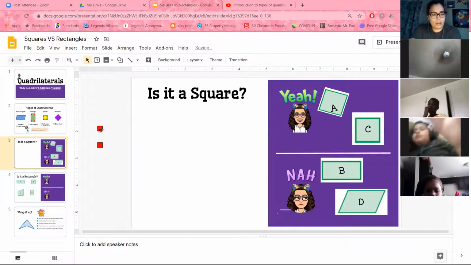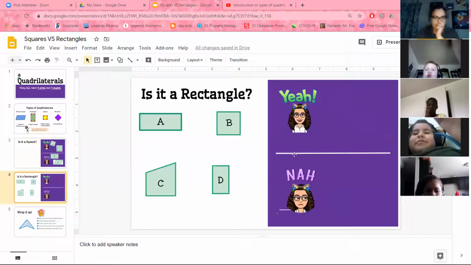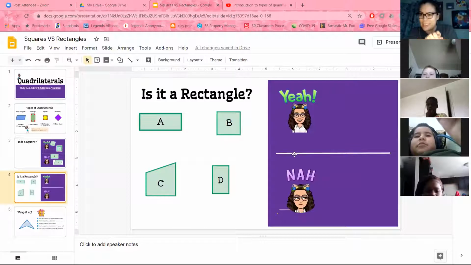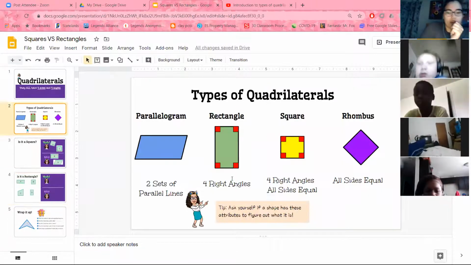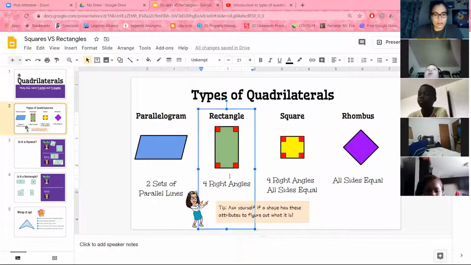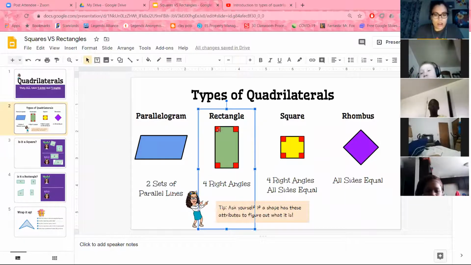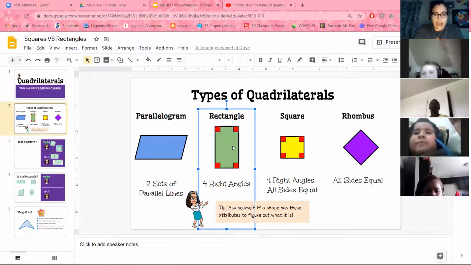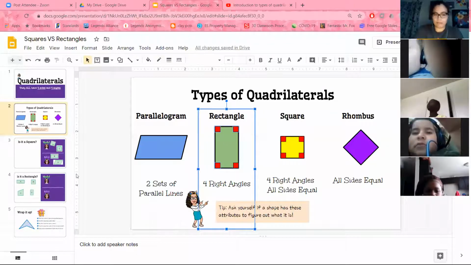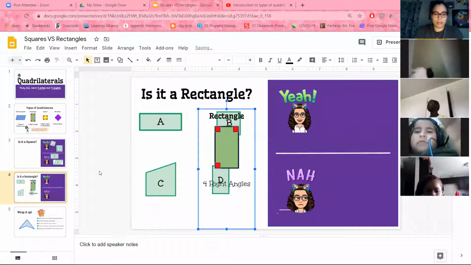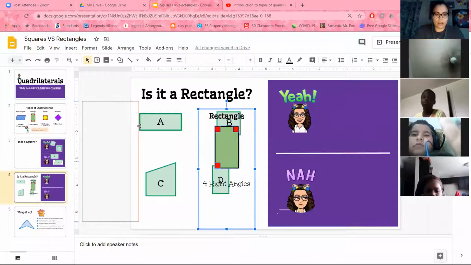Now, let's get into the even trickier one. Is this a rectangle? Are these rectangles? So let's go into the attributes of a rectangle. Just, does it have 4 right angles? If you can say yes, it has 4 right angles, it's a rectangle, period. That's it. So you need to ask yourself, does it have 4 right angles?